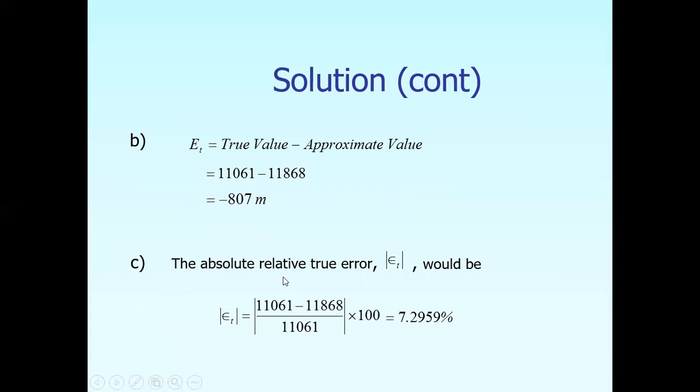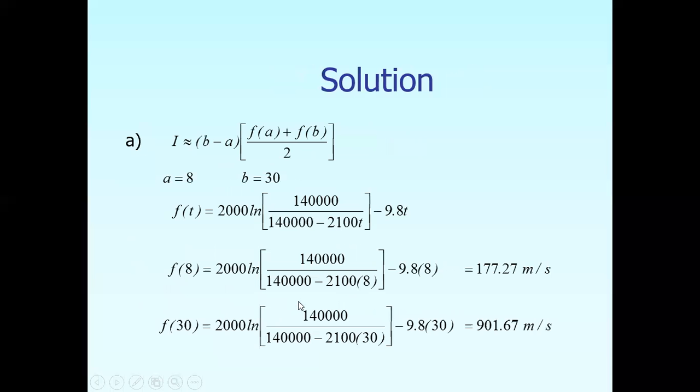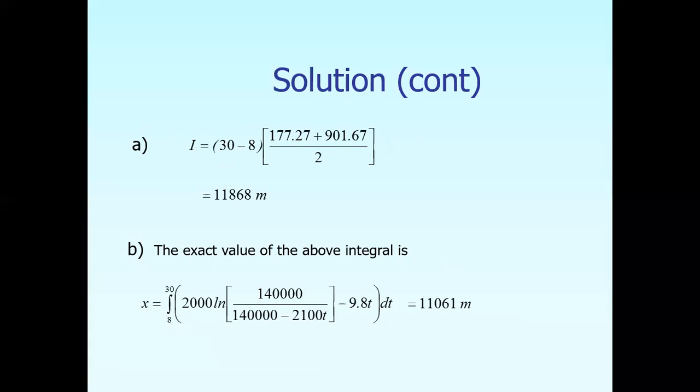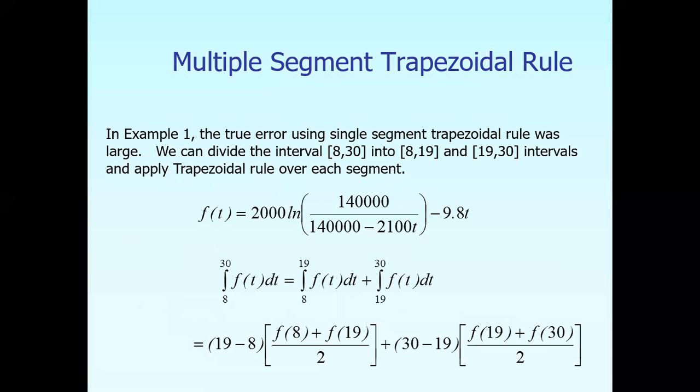The absolute error or relative error. Relative error means the error divided by the actual value, multiplied by 100. This is your percentage relative error, that is 7.2959%. This is the method for finding the integration of any graph by using the trapezoidal rule.